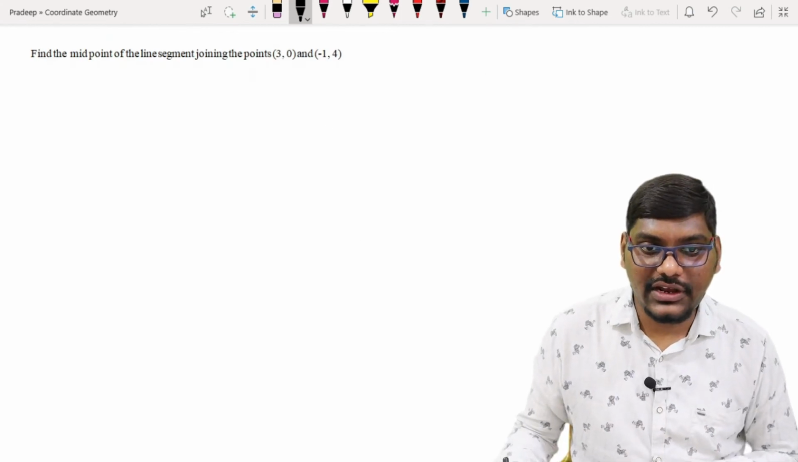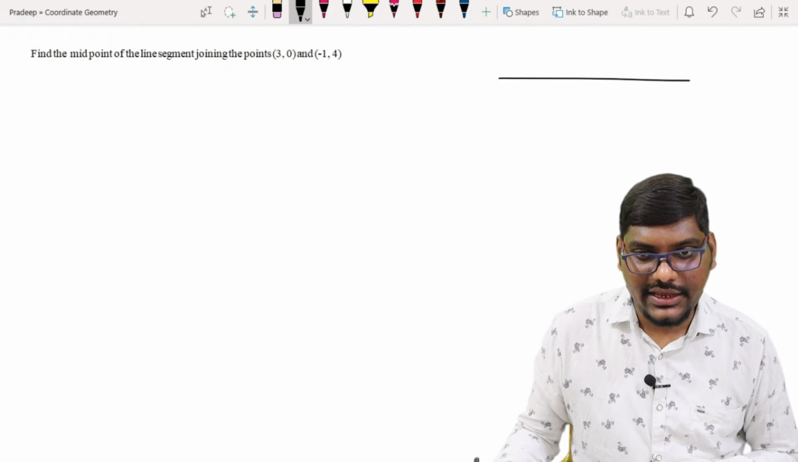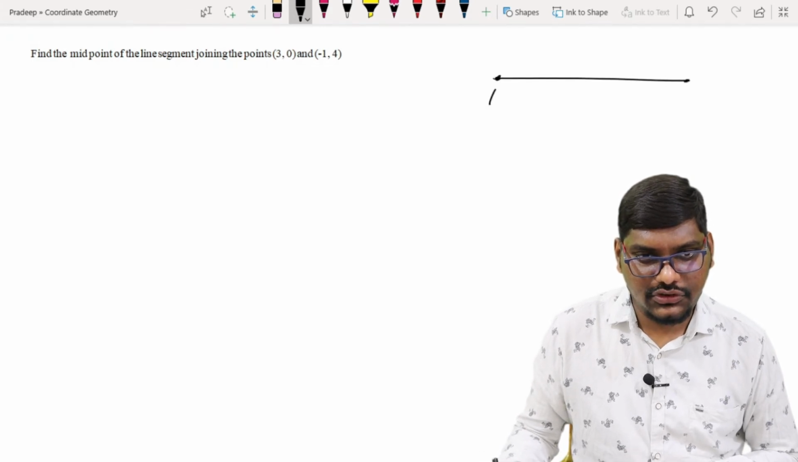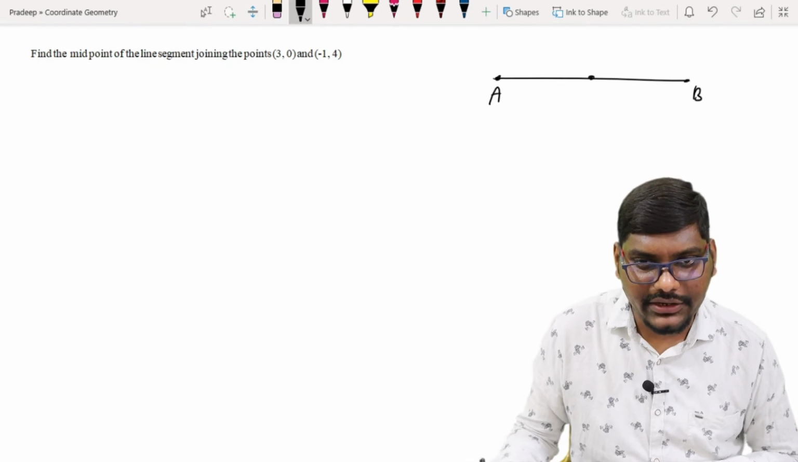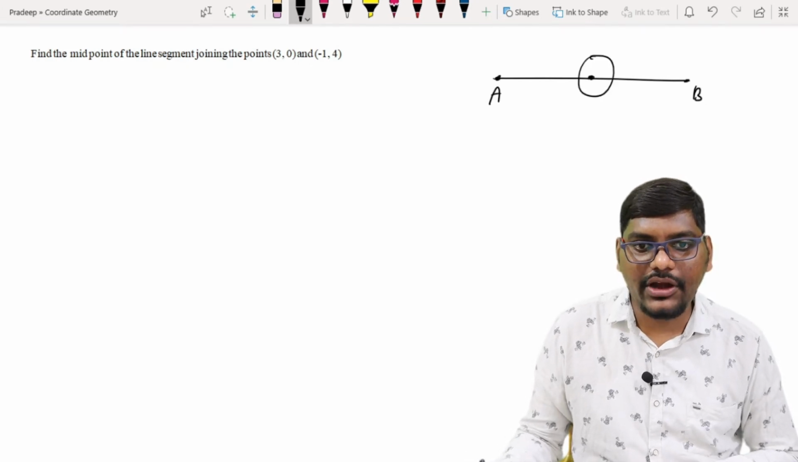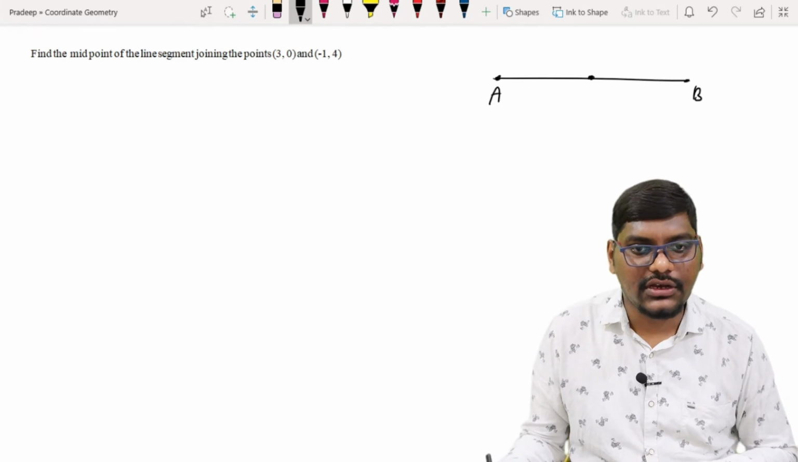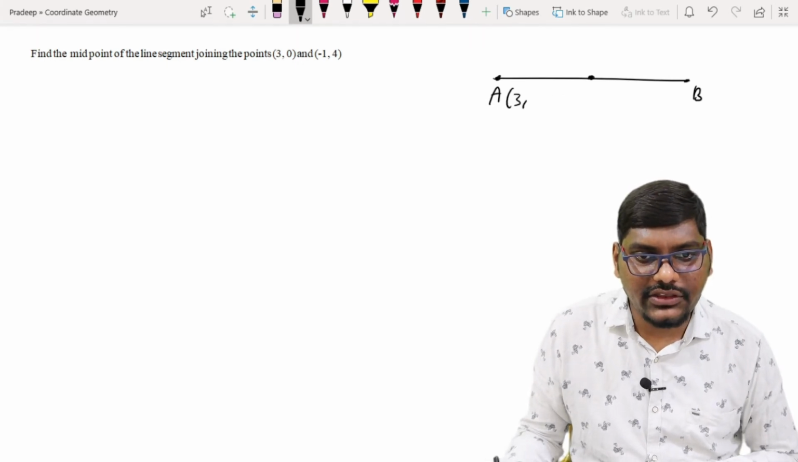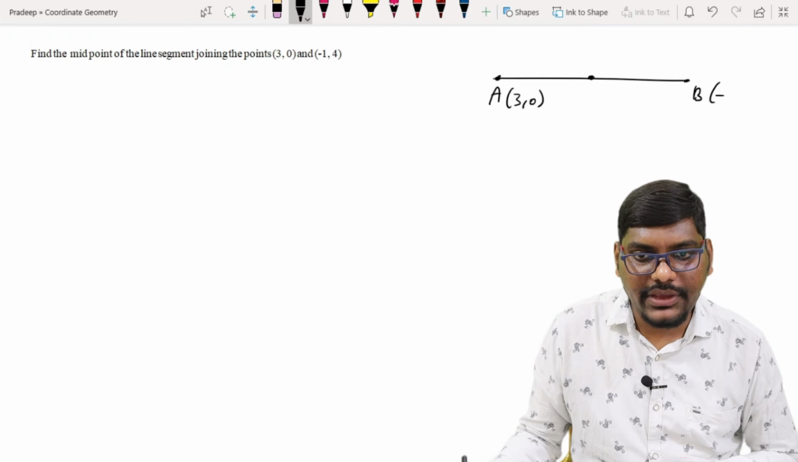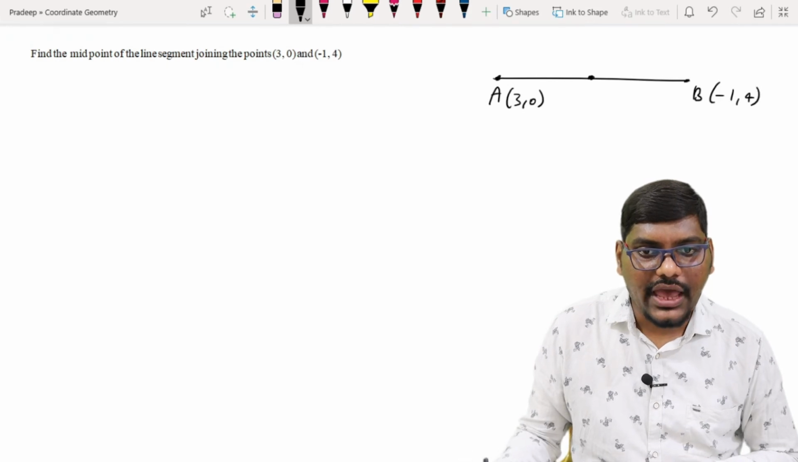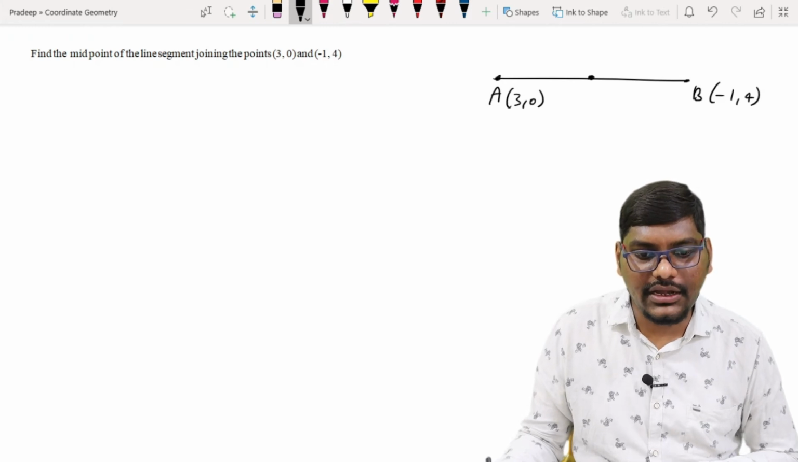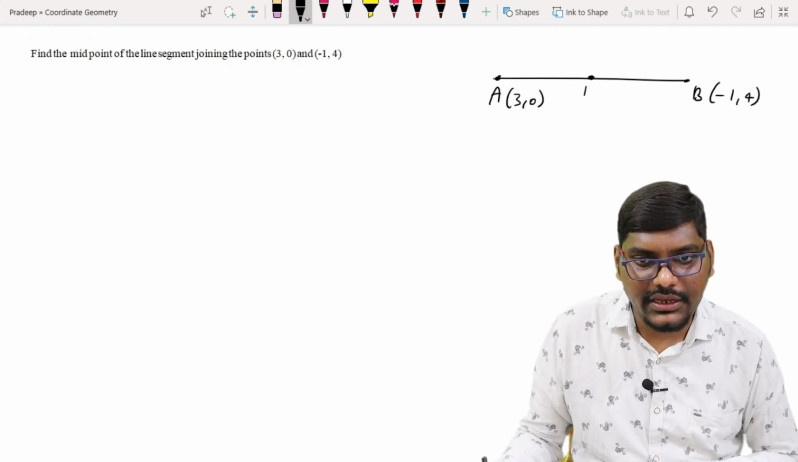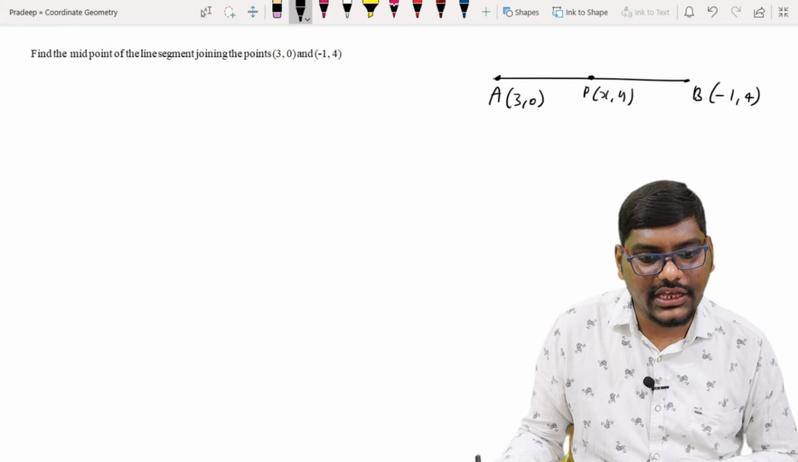So suppose there is a line like this. So the line is AB. For this line AB, we have to find out the midpoint, where exactly the midpoint of AB is. Suppose the point A is given 3 comma 0 and point B is minus 1 comma 4, and we are finding out the midpoint of this AB. So let's say this midpoint is a point P. So we are finding out this.